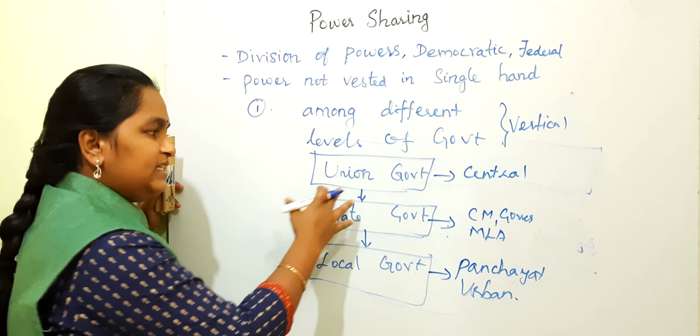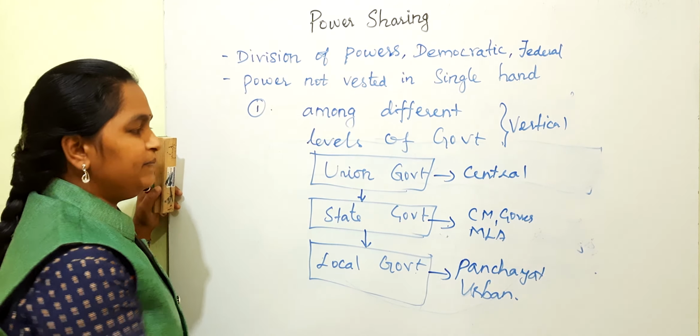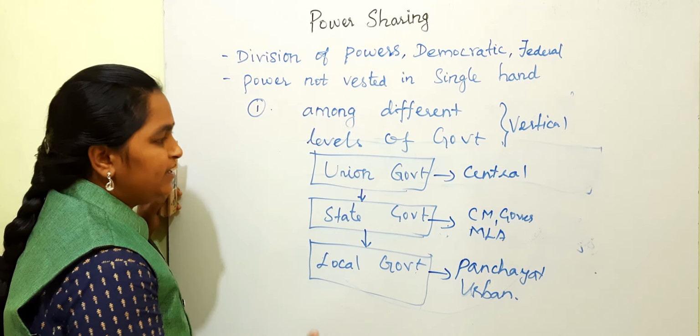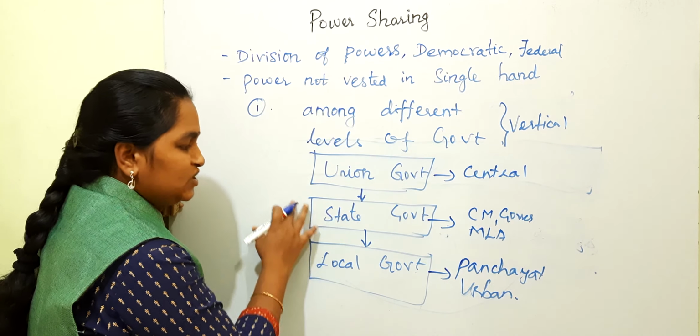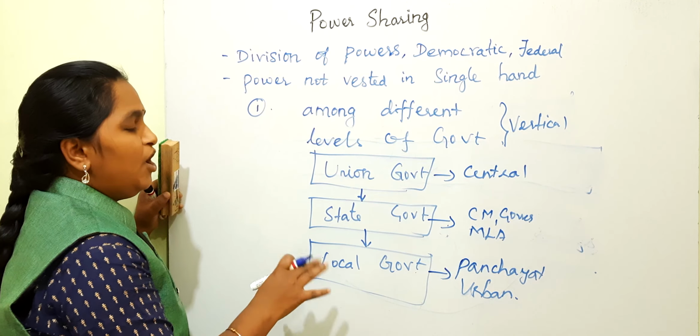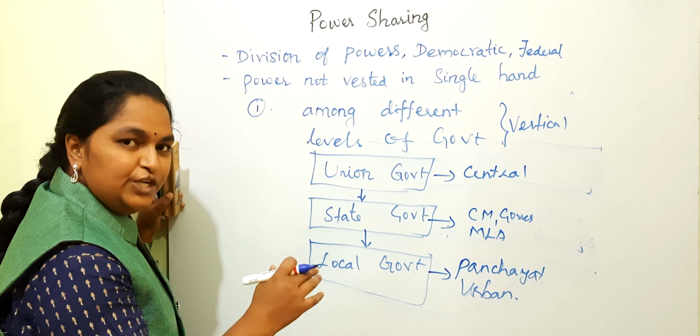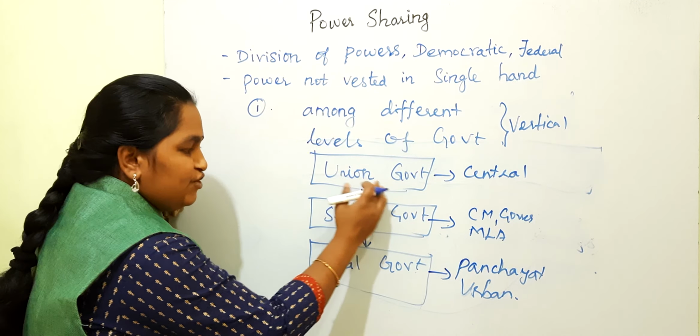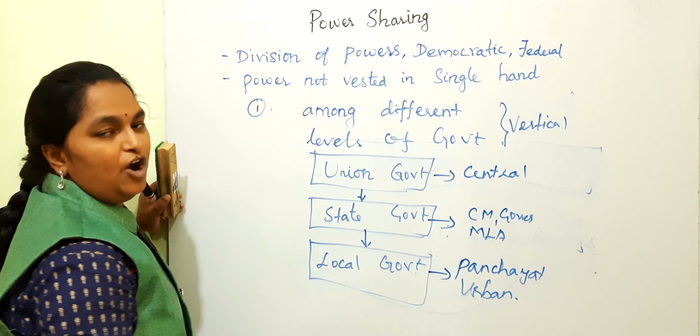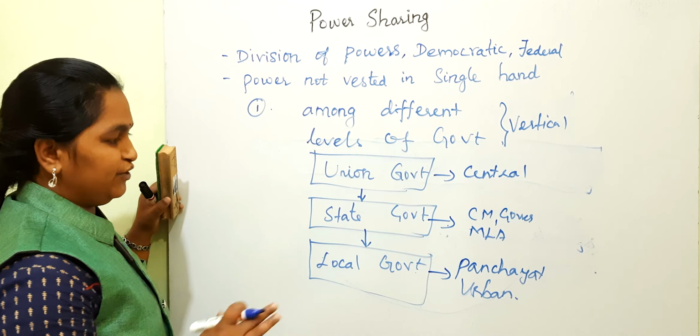Who will decide everything, in the sense? The union government only. So, according to our constitution, we divide the power. The power goes to three levels of government. According to the part, schedule and article, the union government, state government and local government will do their duties.